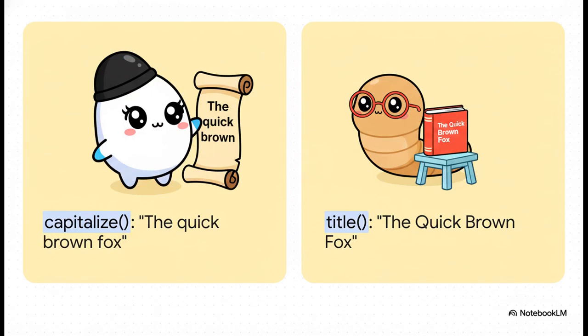Now these next two, capitalize and title, they kind of look like twins, but they have totally different jobs. Capitalize is for sentences. See how it only makes the very first letter of the whole string uppercase? But title, like the name implies, is for titles. It capitalizes the first letter of every single word. It's a subtle difference, but it's crucial for getting that perfect formatting.